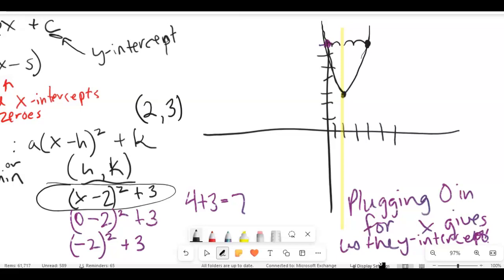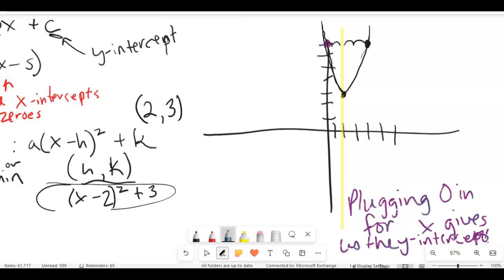Now, if I wanted a point in between, I can also plug in 1. You can plug in any number from the x-axis once you have the equation to see what you would get for y. So let's say I said, okay, I got my y-intercept, that's nice, but I want to see what other values I can get, right? So I plugged in 0, and I got 7. So now I'm going to plug in 1.